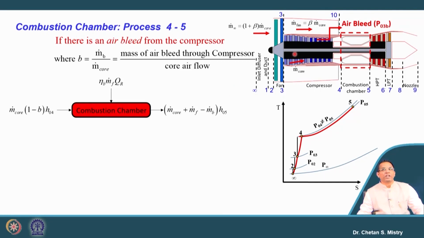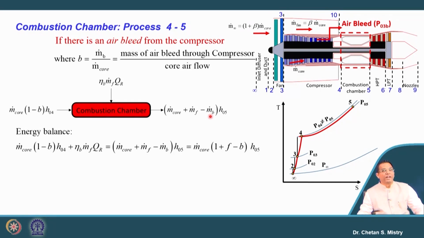Okay. So, at some location, say P03B, at some temperature T03B, we have the air that is being bled. That is the reason why, for the combustion chamber, my entry condition is given by m dot core into (1 minus B) H04. Same way, since the air has been bled from the compressor, the exit condition will be (m dot core plus m dot F minus m dot B) into H05. So, if this is the case, we can write down our energy balance.